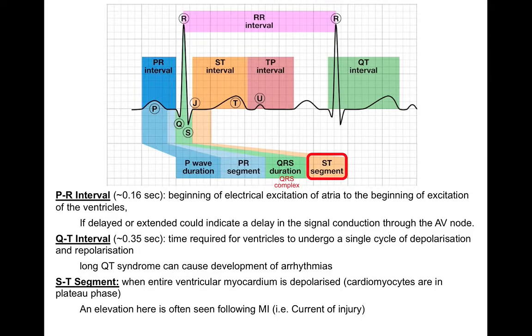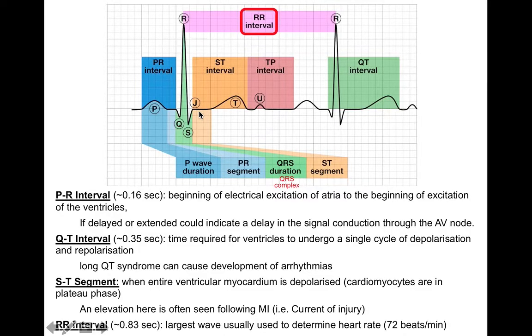Finally, the ST segment, shown here, from the end of the S wave to the beginning of the T wave, is when the entire ventricular myocardium is depolarized and the cardiomyocytes are in their plateau phase, if you remember from the last lecture. And that elevation here is often seen following myocardial injury, and it's called the current of injury. So this is when this interval is not actually baseline, and it's actually elevated.